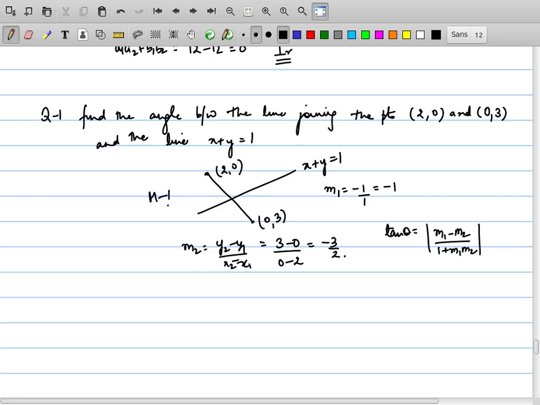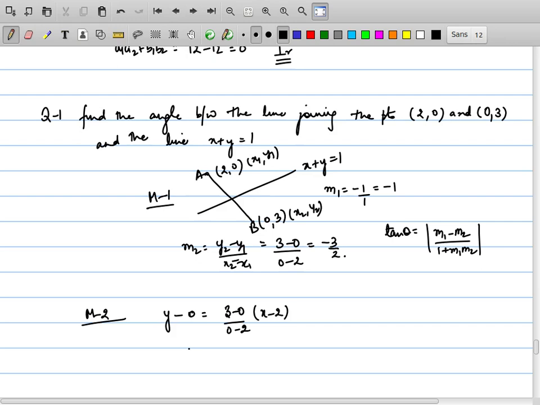This is method 1. Method 2 is we find the equation of the line. Let's say the equation of the line AB. What would be the equation in 2-point form? If you use 2-point form, y minus y1, let's say this is x1, y1, and let's say this is x2, y2. So what do we get? y minus y1 equals y2 minus y1, 3 minus 0 upon 0 minus 2, times x minus x1.